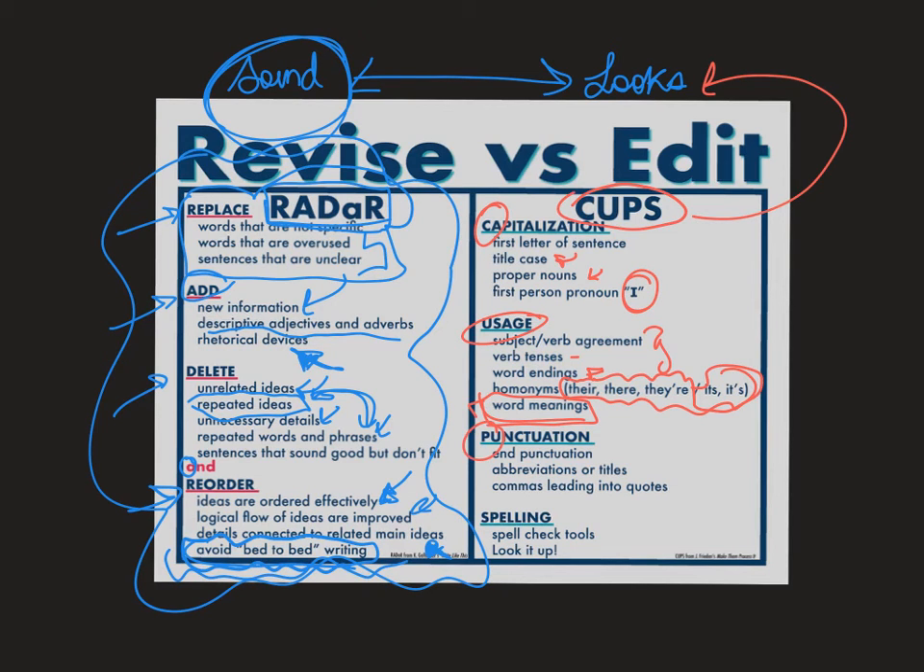P stands for punctuation. So checking that you've got proper end punctuation, that you're abbreviating properly, that you're using commas properly, especially when it comes to introducing quotations. You want to make sure that that's correct. And again, you can look up those rules on Google. And then finally, spelling. Use your spell check tools, but make sure they're spelling the right word, okay? So you could spell C correctly, but maybe the word you were actually going for was sea, as in the ocean. So make sure that you're catching those mistakes as well.